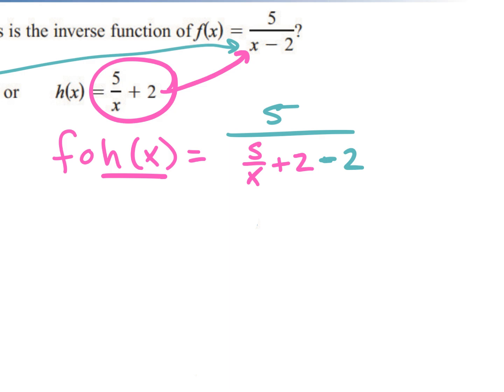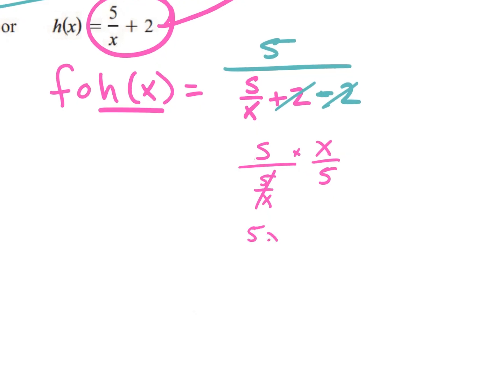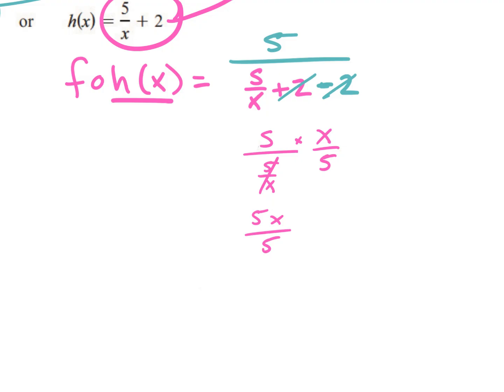What simplifies here? The 2. Positive 2 minus 2 would just be 0. So we have 5 over x. What do we do when we have a fraction and a fraction? Keep, change, flip. We're going to keep the top, change to multiplication, and flip the bottom to x over 5. So this would give us 5x over 5. What would this simplify to? Just x. So we're off to a good start. F of h of x equals x.